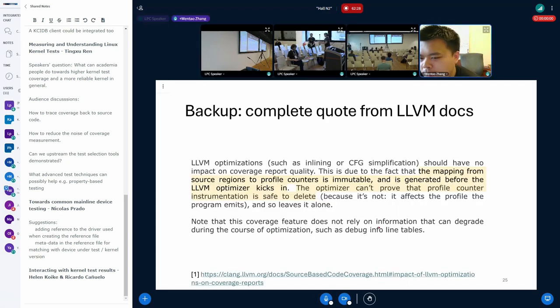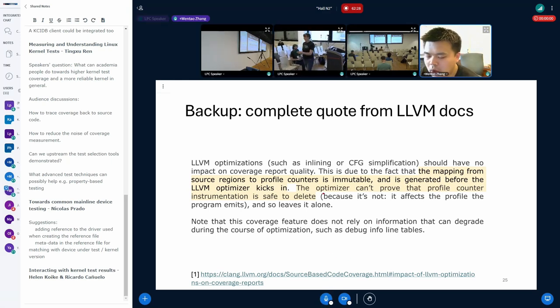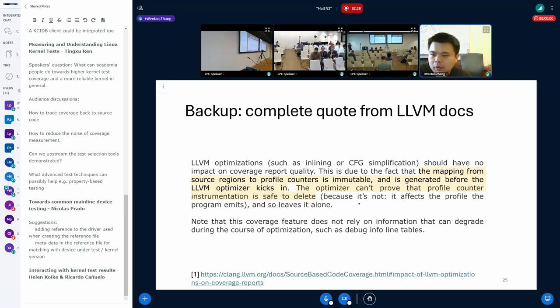Yeah, I have actually scrolled to some of my backup slides, and this is a quote from the documentation of LLVM. One of the points is that the instrumented code would prevent the optimizers from really optimizing the instrumented part out. So yeah, I guess there is some kind of impact from the differences between the instrumented version and the original version.